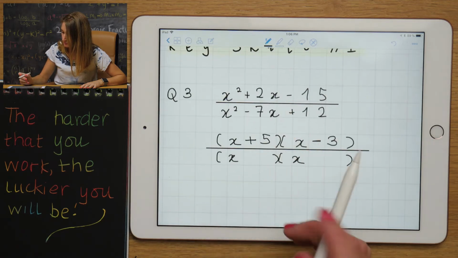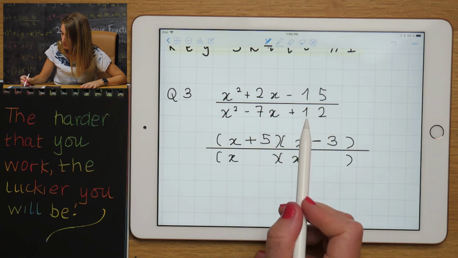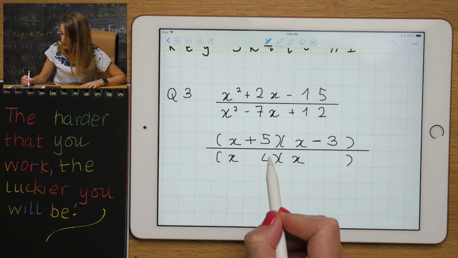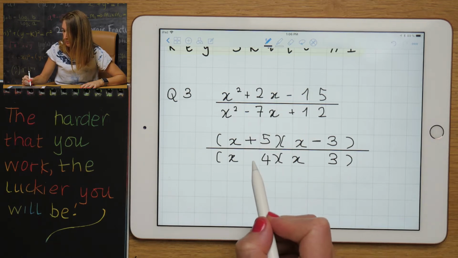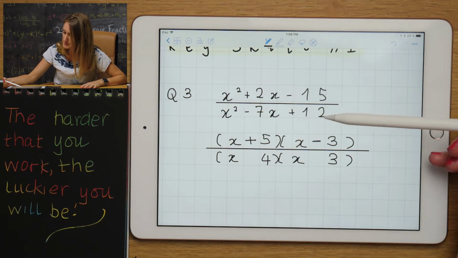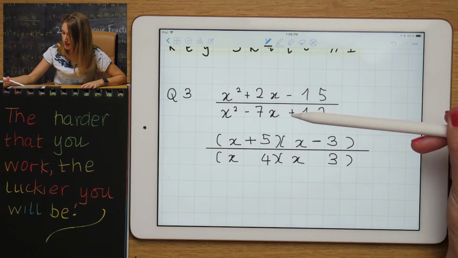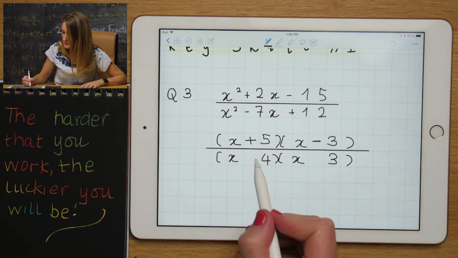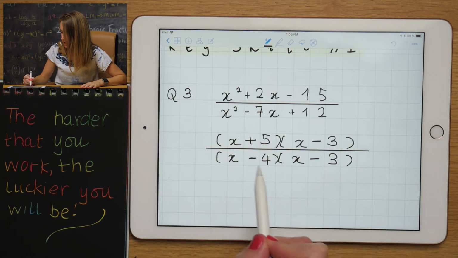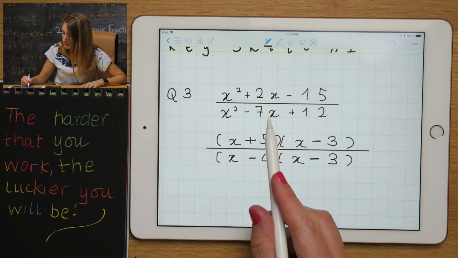That one's done. We're going to repeat the process with the denominator, and we're going to look for numbers that multiply to give plus 12 and add to give minus 7. Because it's 12 and 7, I'm going to choose 4 and 3, but I can't have plus 4 and plus 3, because although they would multiply to give plus 12, they wouldn't add up to minus 7. To get a positive product, you need a double plus or a double minus, because minus times minus is plus. So here I'm going to have minus 4 and minus 3. Minus 4 times minus 3 is plus 12, and minus 4 minus 3 is minus 7.